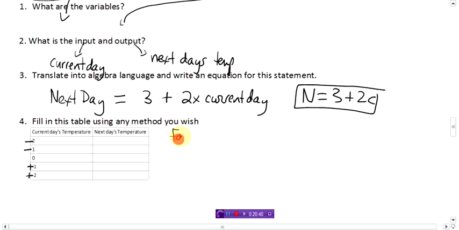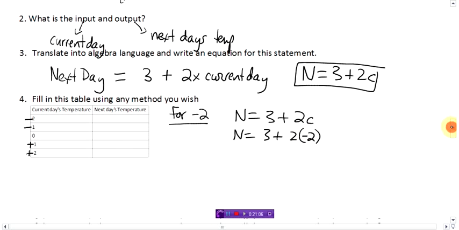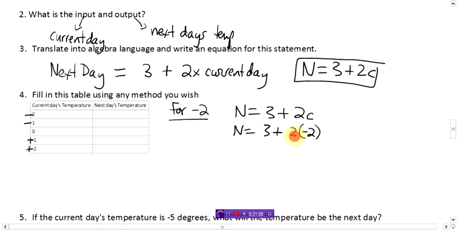So for our first number, -2, let's plug this in. N equals 3 plus 2C. So the current day temperature of -2, let's plug it in. N equals 3 plus 2, and whatever you're subbing in, this is the whole point why we put it in brackets, just to keep it tidy. Because some of you, when you don't put the brackets in, you end up saying it's 22. Don't be sloppy. Whatever you're subbing in, put in brackets.